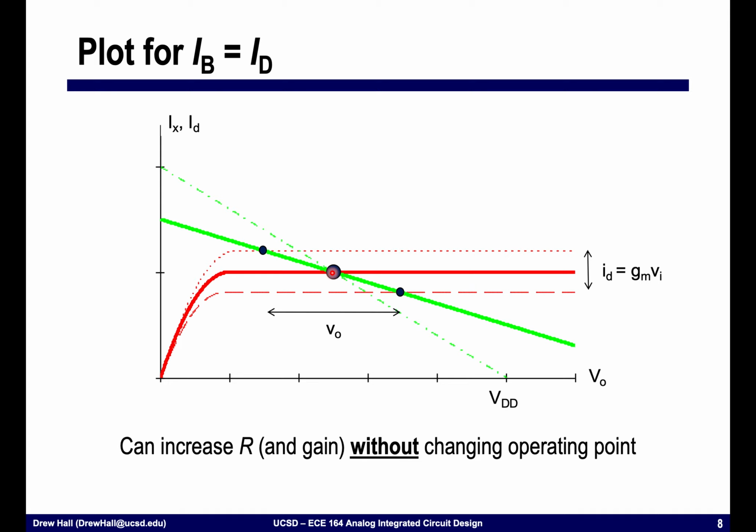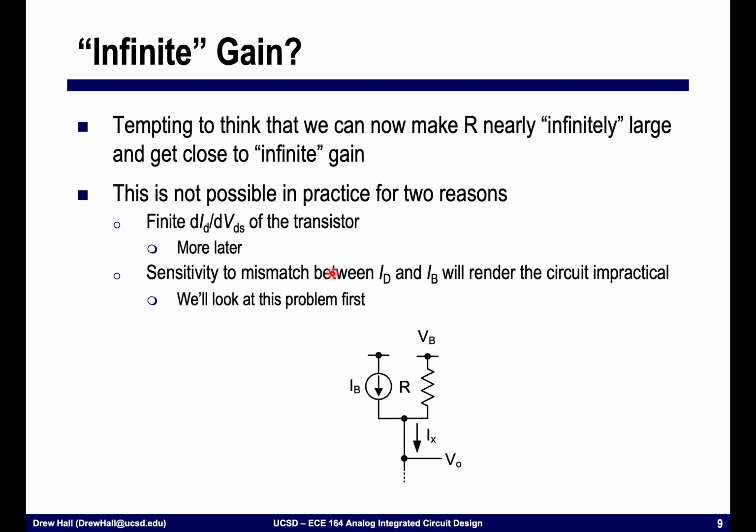Logically, thinking through this, one might be tempted to say that now we should be able to have infinite gain. Can we ever have an arbitrarily large or infinitely large resistor and push the gain close to infinity?